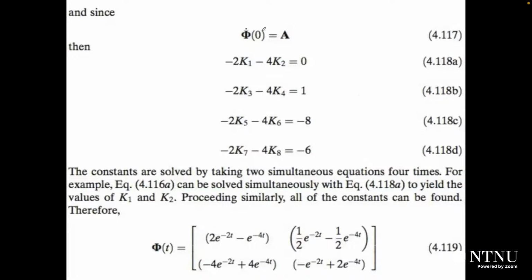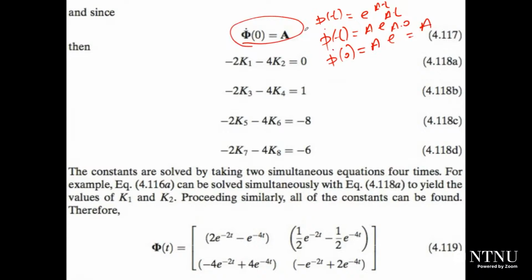You can differentiate this for phi dash of 0 equal a, right? Because phi of t equals e to the power at. Differentiate, so phi dash of t equals a e to the power at. Set t equal 0, so phi dash of 0 will be a e to the power a multiplied by 0, which is equal to a. So phi dash of 0 equals a.